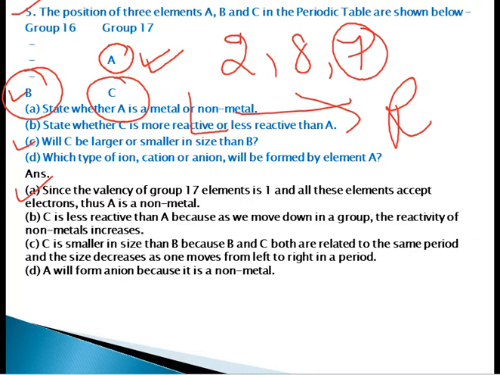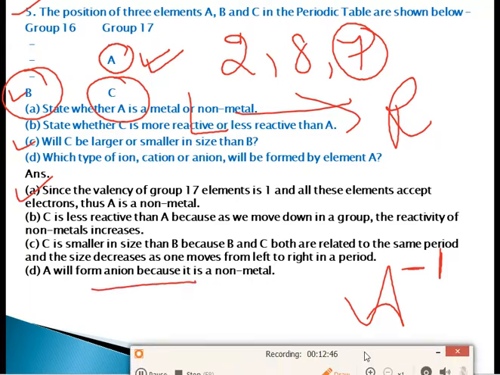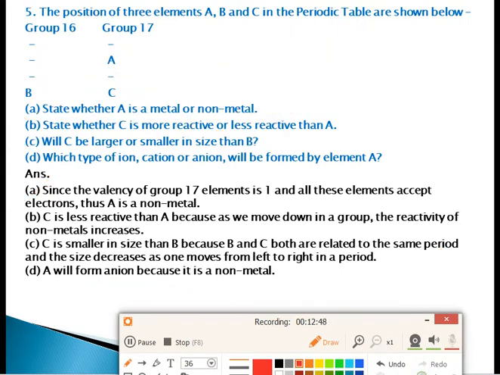Next question. Which type of ion, cation or anion, will be formed by element A? Element A is a non-metal, so it will accept one electron. It will form an ion of the form A minus 1 because it needs one electron to become stable. So A will form an ion with a negative charge. Now let's move to question number 6.